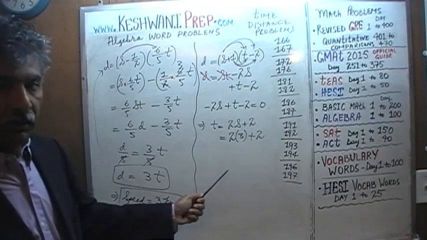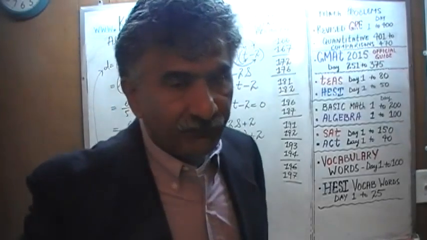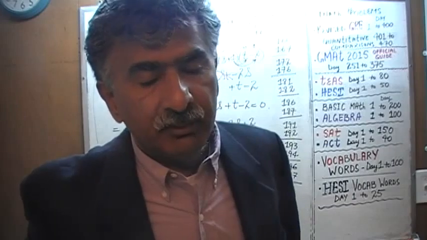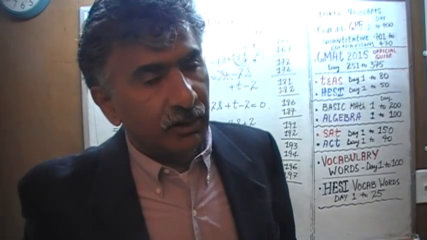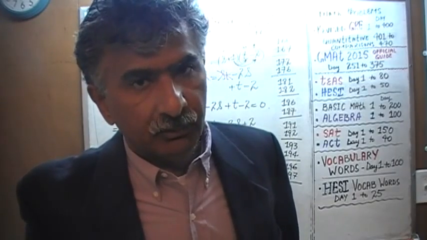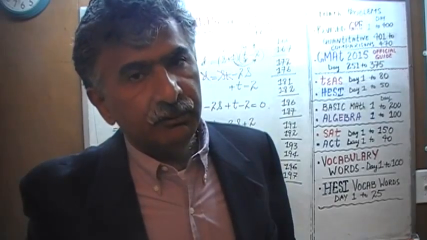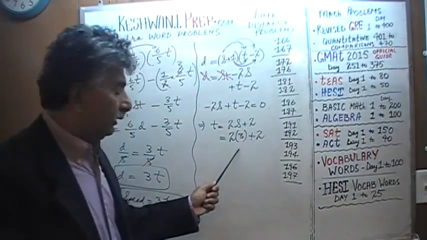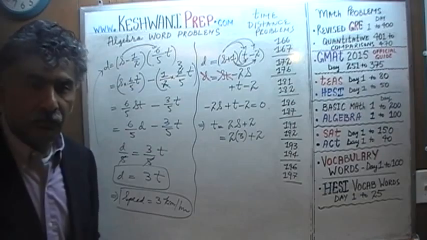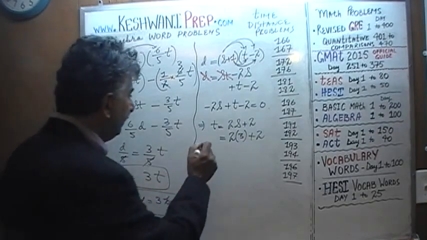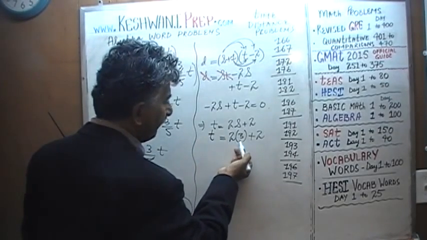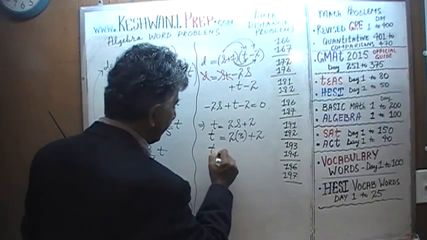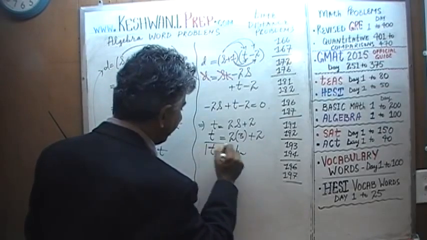we would have found out later on, when we try to confirm our answer, that we would not have had the confirmation. At that time, we would have realized that the answer that I had written down here was wrong. Let's see what it is. So T equals, very good, this is your T, 2 times 3, which is 6, plus 2. So that tells us that we traveled 8 hours.